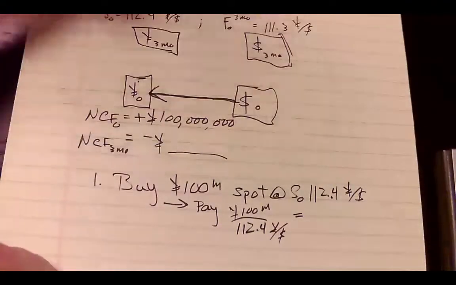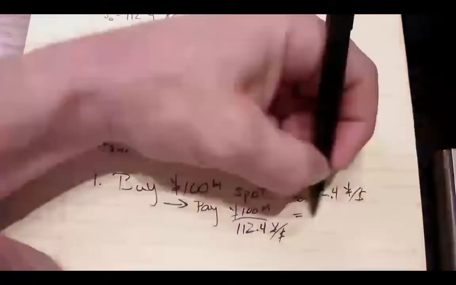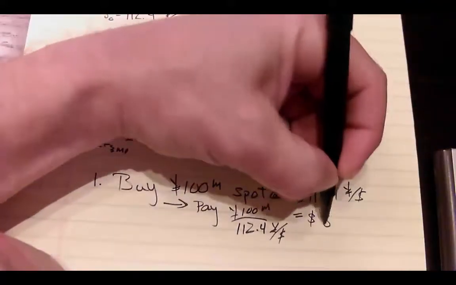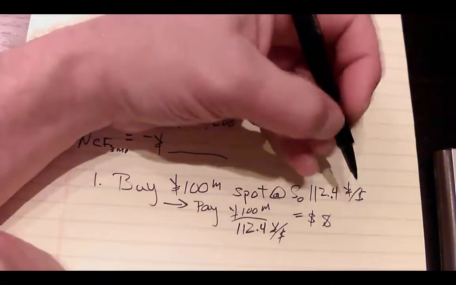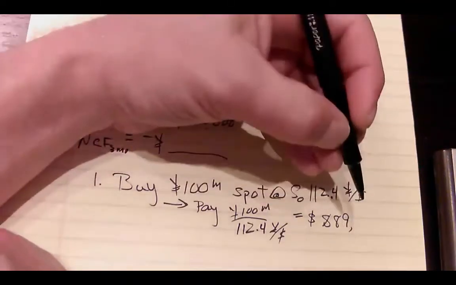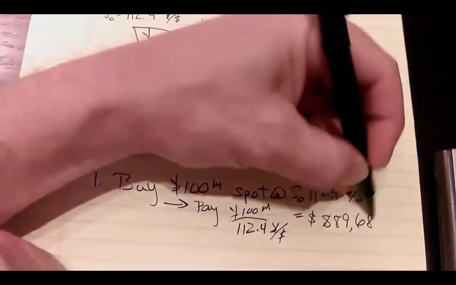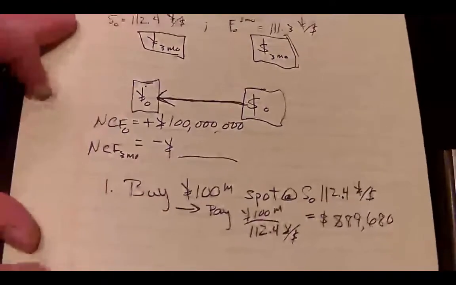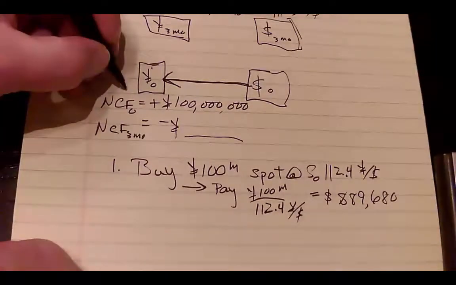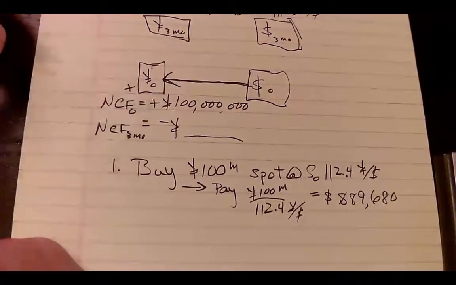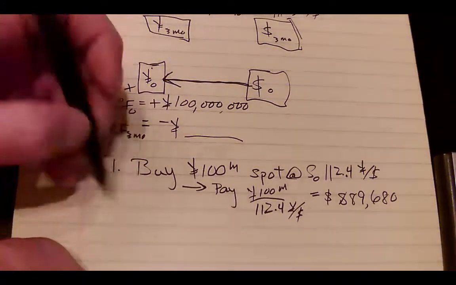So how many dollars are we paying for those yen? The spot contract, do that calculation. I believe you'll get 889,680, according to my calculator. So that's transaction number 1. That creates that big inflow of yen at time 0, replicating the proceeds of the loan.